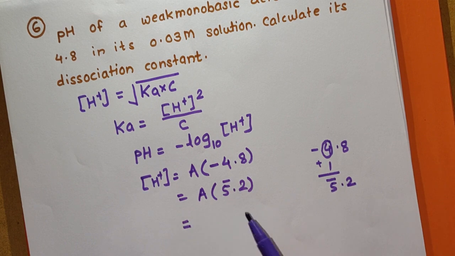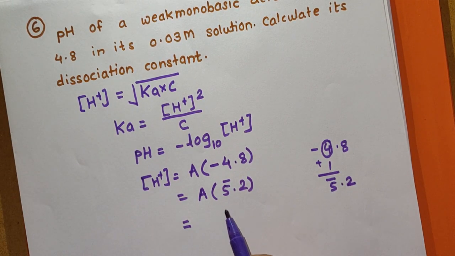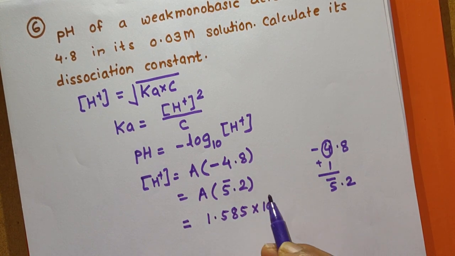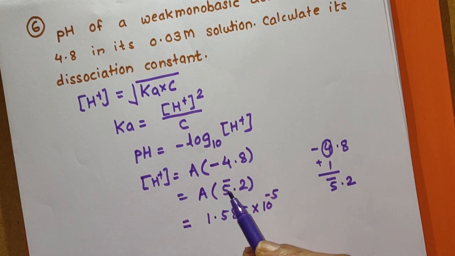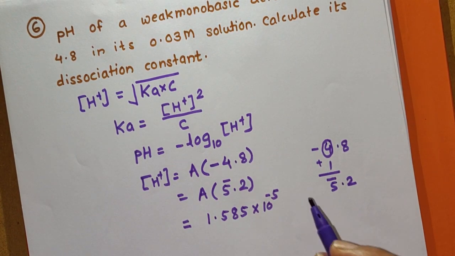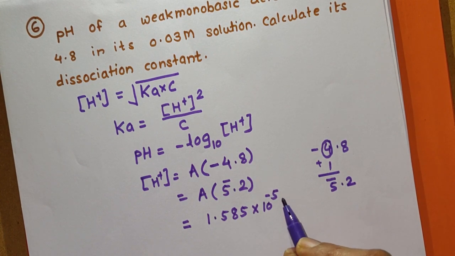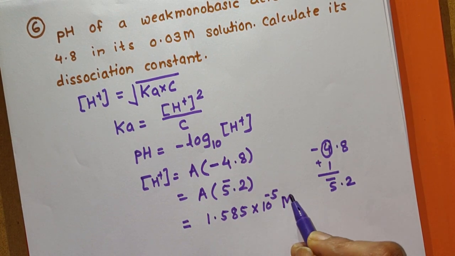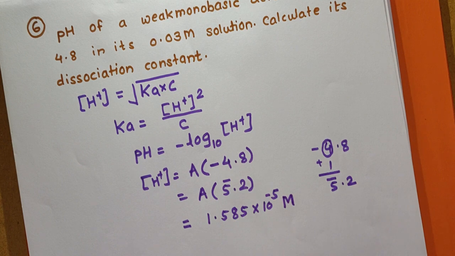If you see the antilog of 0.20, it will be 1.585 into 10 raised to minus 5. This number we have to convert into a standard number, and so it will be 1.585 into 10 raised to minus 5 molar. This is the concentration of H plus ions.